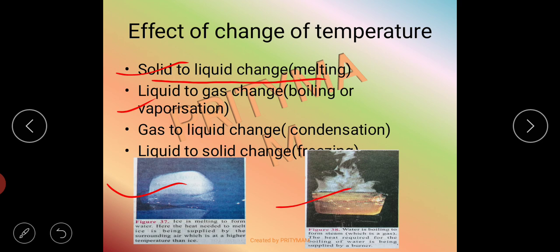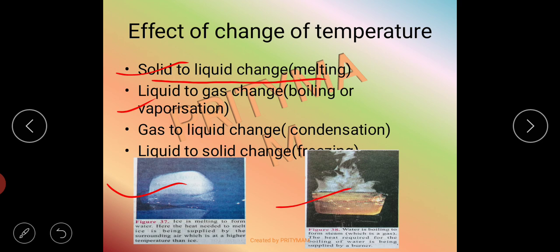Different liquids have different boiling points. Like the boiling point of alcohol is 78 degrees Celsius. Water, as I told you, is 100 degrees Celsius. The boiling point of mercury is nearly 357 degrees Celsius. Means different substances have different boiling points.